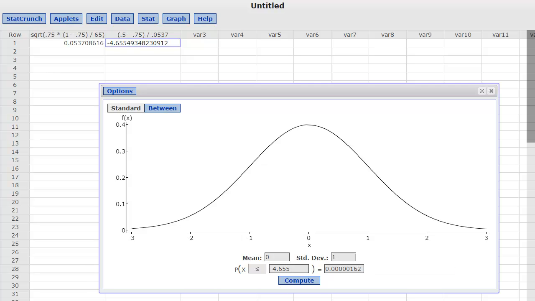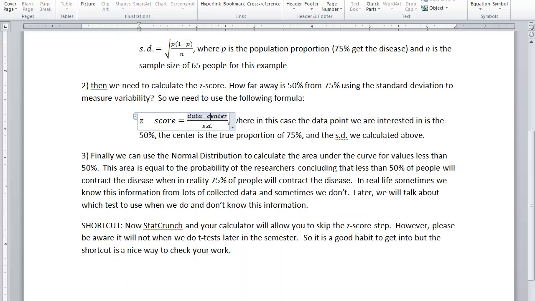Okay, now let's flip back. Now there is a shortcut. Some of you are thinking, why did you do it that way? Why did you go through this process? StatCrunch and your calculator will allow you to skip the Zscore step, and you can just go straight to the end. I'm going to show you how to do that in a minute.